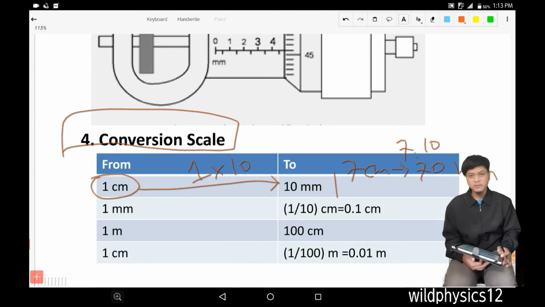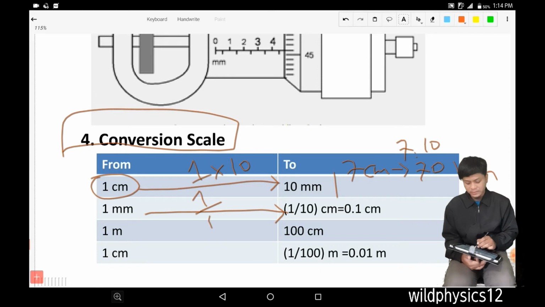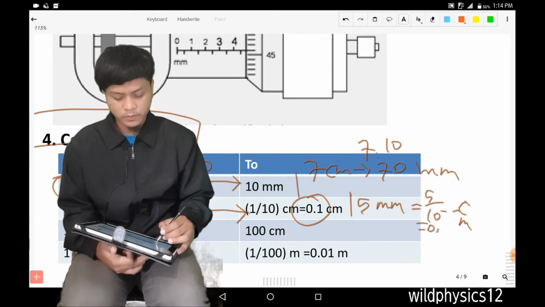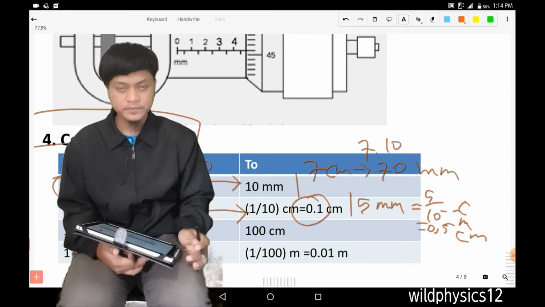And vice versa, if you want to change from millimeters to centimeters, we just have to divide by 10. If you want to change 1 millimeter to centimeters, we just divide it by 10. So 1 millimeter divided by 10 is 0.1 centimeters. So if you want to change 5 millimeters to centimeters, 5 divided by 10, or 0.5 centimeter. It's not so hard.